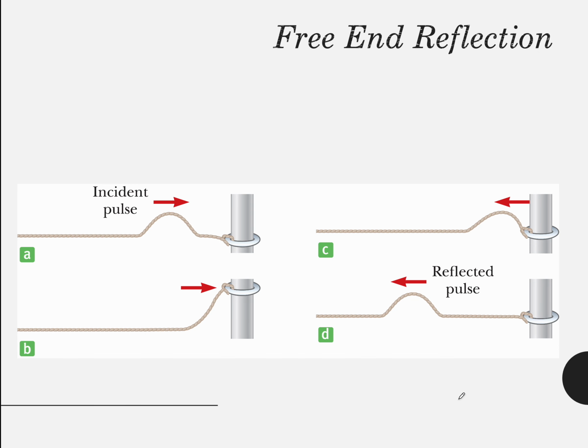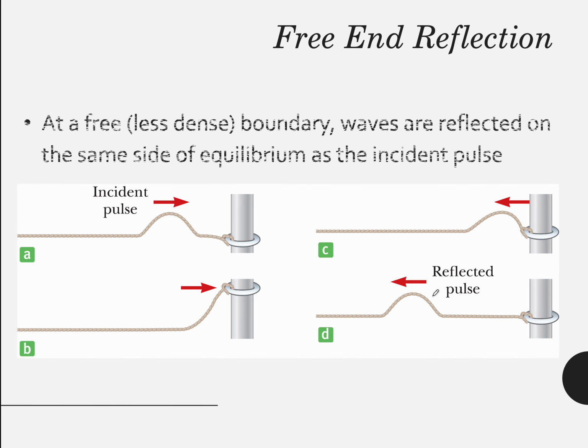All right, moving on. A free end reflection. So say, for example, you had this string attached to a ring that was free to move up and down on this one. What happens then? It actually comes back on the same side. So at a free or less dense boundary, waves are reflected on the same side of equilibrium as the incident pulse. So here the amplitude is here, and when it bounces back, the amplitude's also on that side.